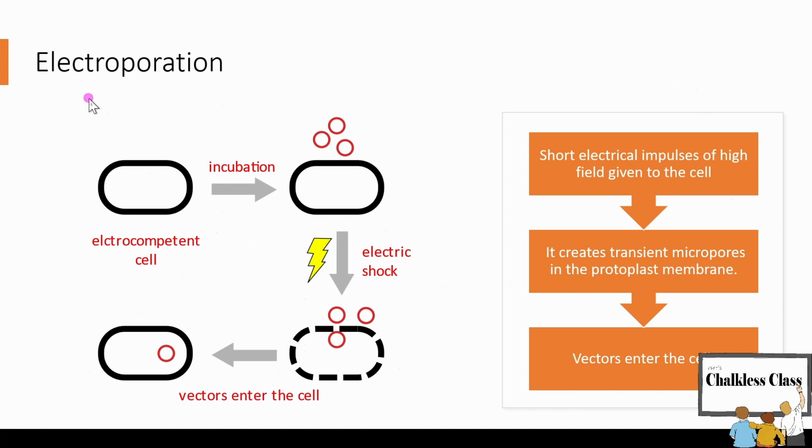This is called electroporation. There is a similarity between the heat shock method and electroporation. In the heat shock method, we expose the bacterium to heat shock. Then the pores in the cell membrane open. Here, in place of heat shock, we give electric shock. Due to that electric shock, the membrane becomes porous. The recombinant DNA enters into the cell.